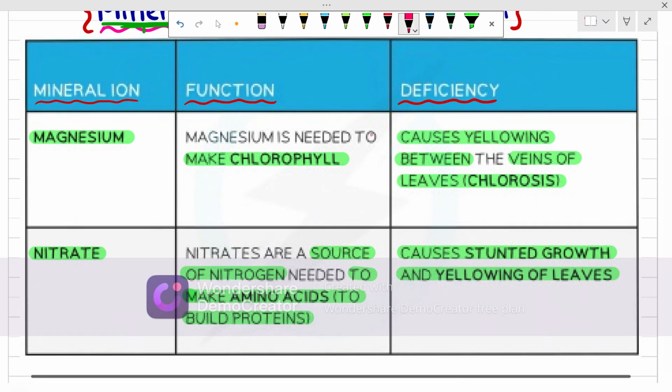So this is the mineral ion in the plant, its function and its deficiency. Magnesium is needed to make chlorophyll. Deficiency of magnesium causes yellowing between the veins of the leaves, known as chlorosis. Nitrate or nitrogen is the source of nitrogen to make amino acids to build up proteins. Deficiency of nitrogen causes stunted growth and yellowing of the leaves.